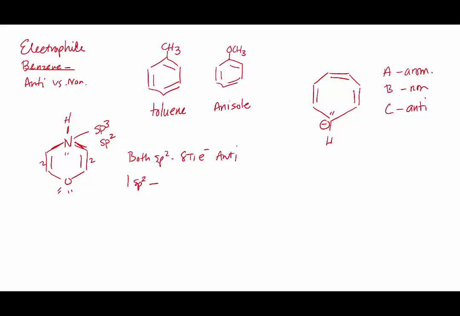So in this case, how many pi electrons do I already have? 6. So I have 6 pi electrons. What happens if the carbon becomes sp2 and throws its pair of electrons into the system? I now have 8.